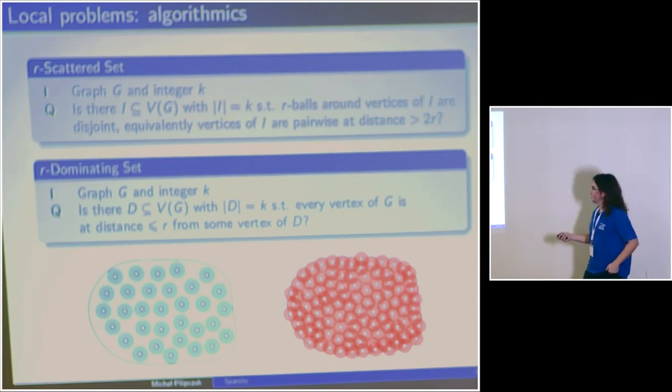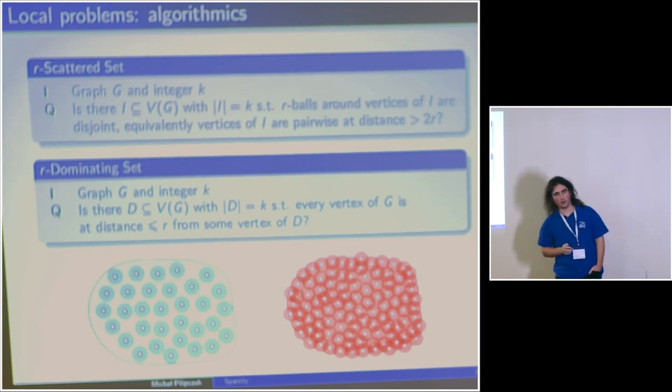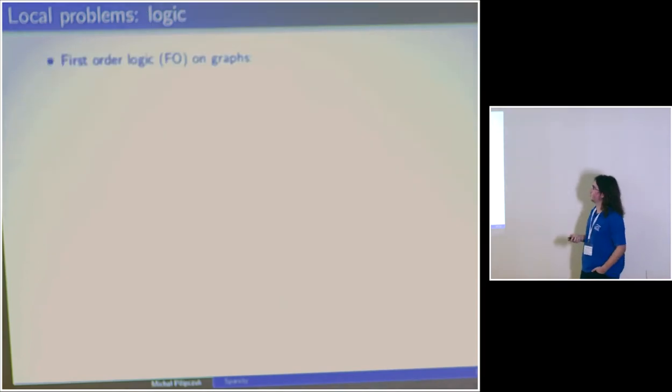The sort of dual problem is the r-dominating set problem, where I've got a graph G and an integer k, and I want to find k vertices in my graph that r-dominate the whole graph. So every vertex of the graph has to be at distance at most r from one of the picked vertices. So this is like covering the graph with at most k balls of radius r. Good. So these are the two archetypical local problems from the point of view of parameterized complexity.